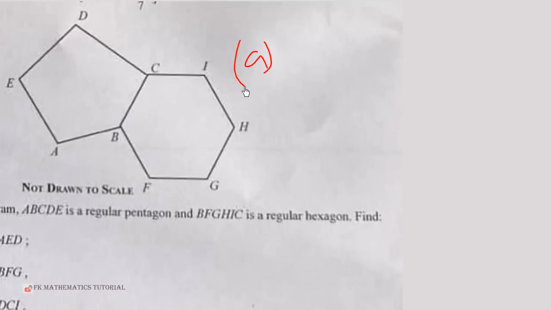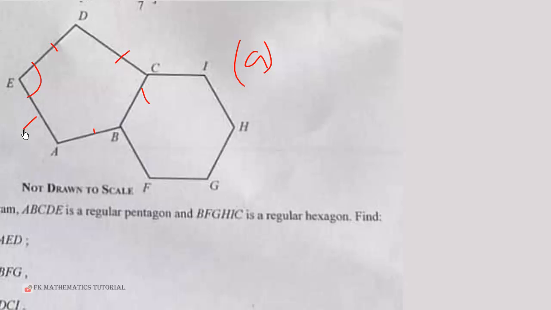In the diagram, ABCDE is a regular pentagon and BFGHIC is a regular hexagon. Find angle AED. So they are just trying to ask you to find the angle AED.